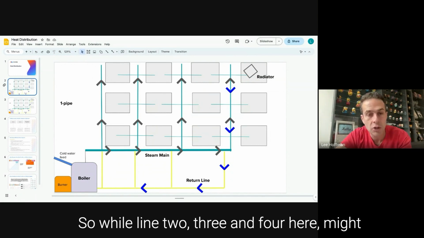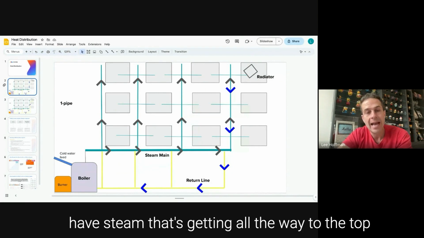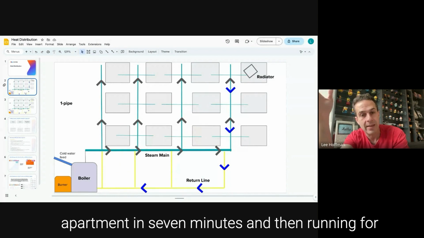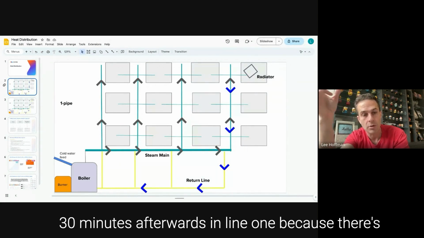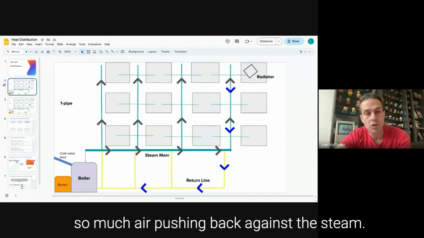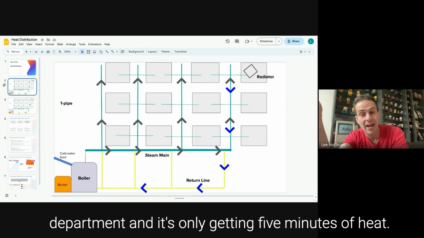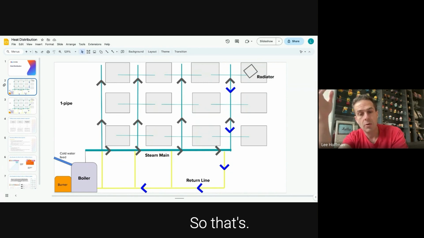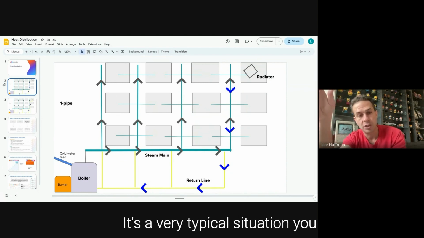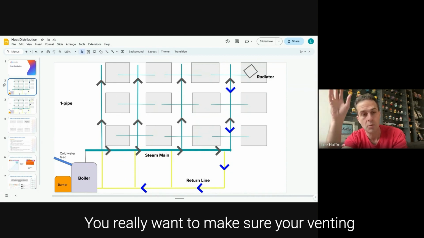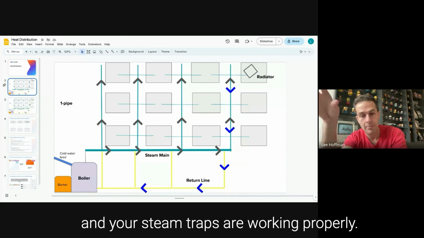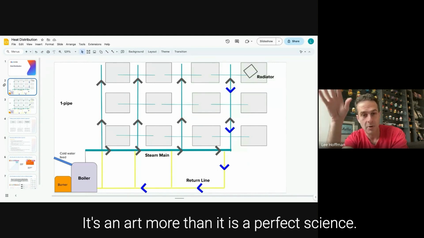So while lines 2, 3, and 4 here might have steam getting all the way to the top apartment in 7 minutes and then running for 30 minutes afterwards, in line 1, because there's so much air pushing back against the steam, it may take 30 minutes to get the steam to the last apartment, and it's only getting 5 minutes of heat. That's a very typical situation you see in 1 and 2 pipe systems. You really want to make sure your venting and your steam traps are working properly. It's an art more than it is a perfect science.